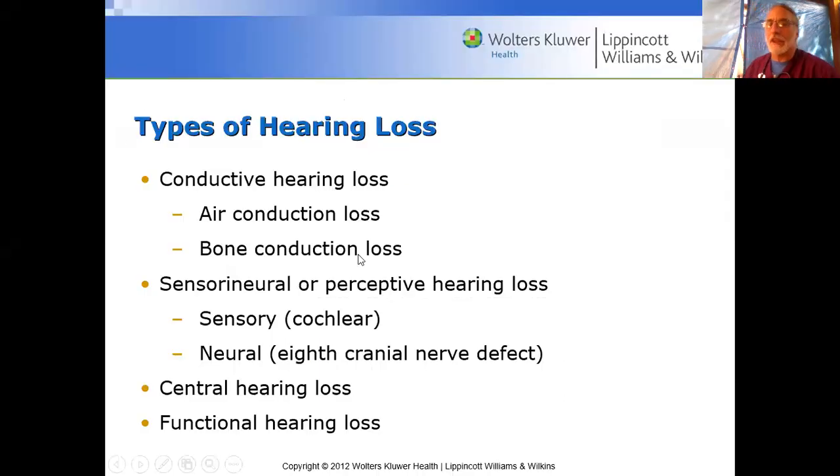Okay, so we got air conduction, bone conduction, sensory, so a problem in the cochlea itself, or that labyrinth, the inner ear, right? Neural, so these would be that eighth cranial nerve from the cochlea to the brain for processing, or hearing loss in the central nervous system from brain damage, possibly stroke, possibly trauma, it could be brain tumor, things that would affect the brain itself. And then the last piece being functional hearing loss, which may be from a variety of causes. Right?